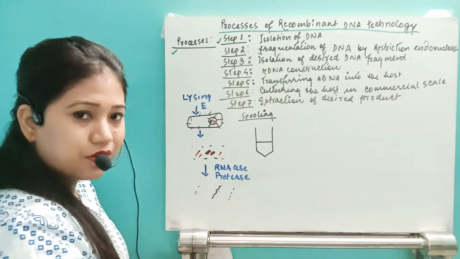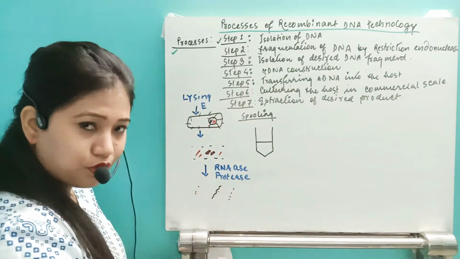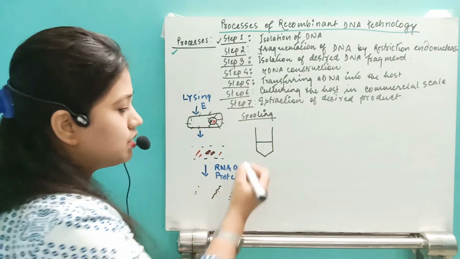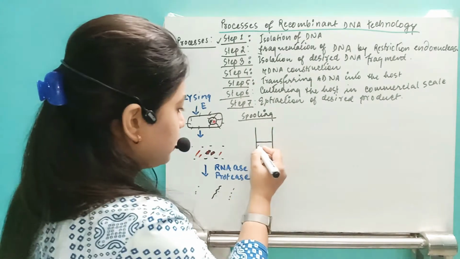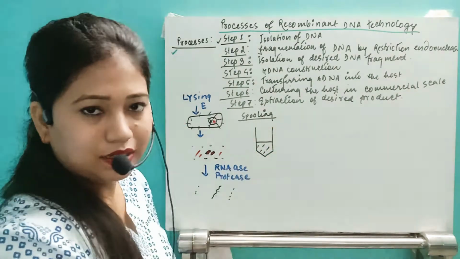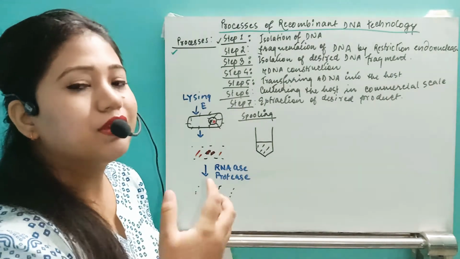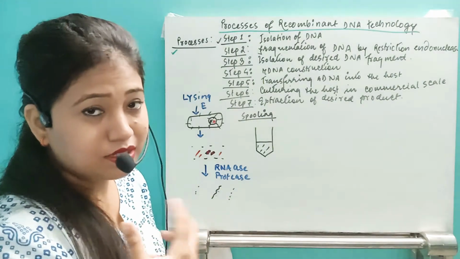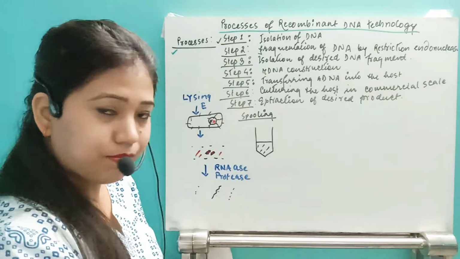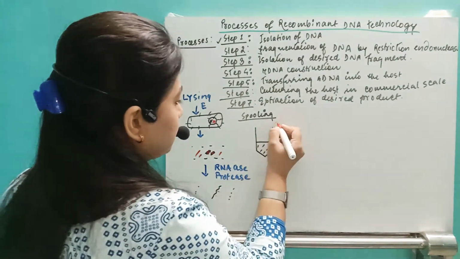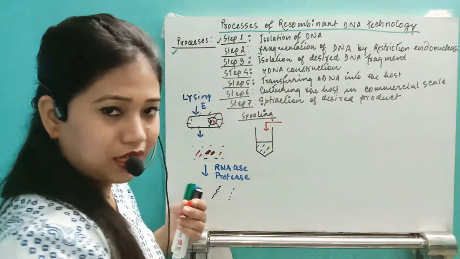So the fragments of RNA, the fragments of protein, and along with that the DNA are also present. Suppose DNAs are present like that. Now after that, in the spooling technique, we'll just separate it out. How can we separate it out? By the spooling technique. So in the spooling technique, what actually happens?